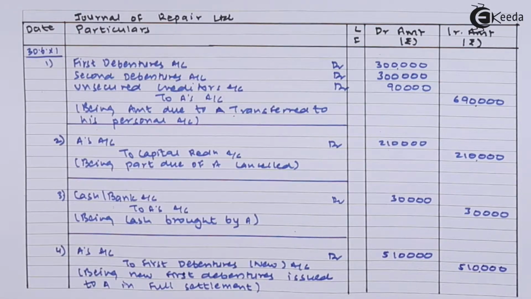Friends, you can notice this entry: A's account debit to first debentures new account 5,10,000, being new first debentures issued to A in full settlement. In this way A's account is closed and in place of that, the new account which has taken place is 5,10,000 new debentures. In this way we have settled Mr. A. Now let us see further.